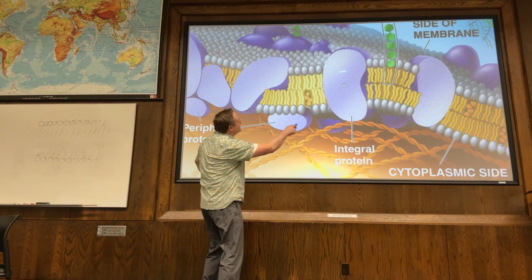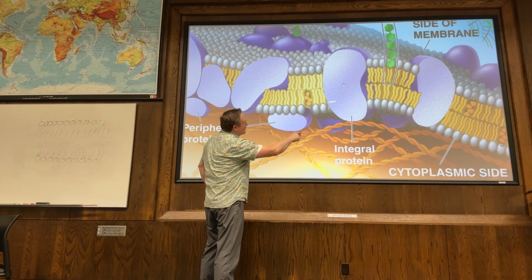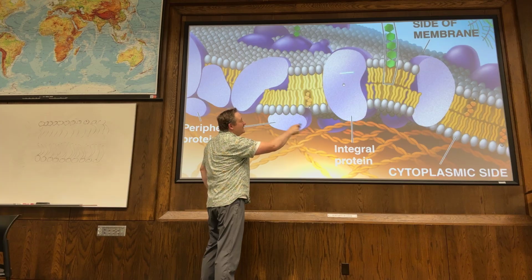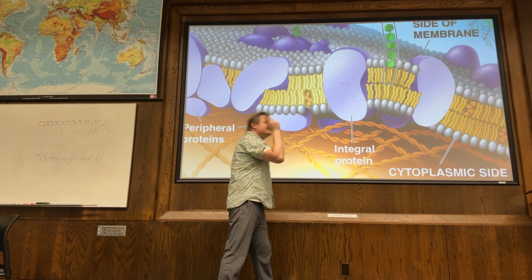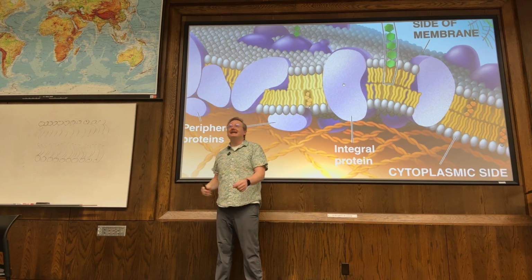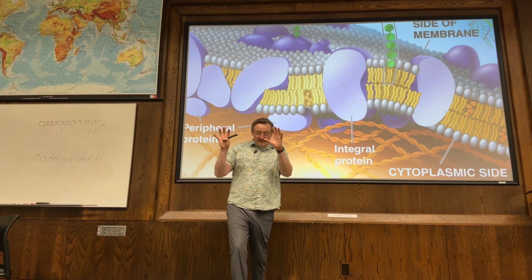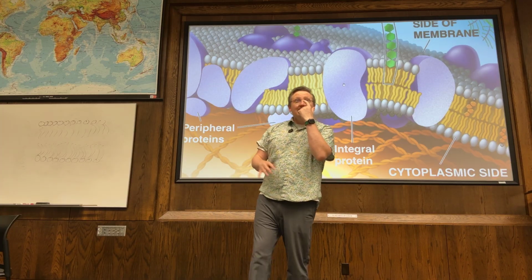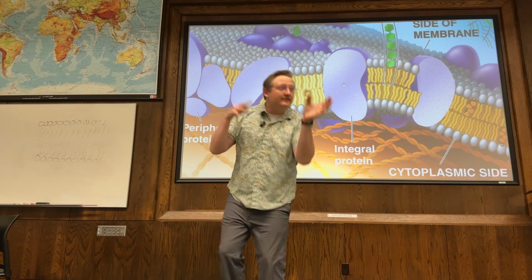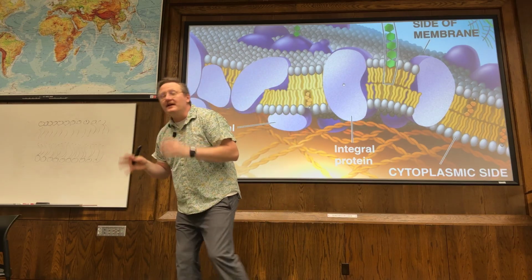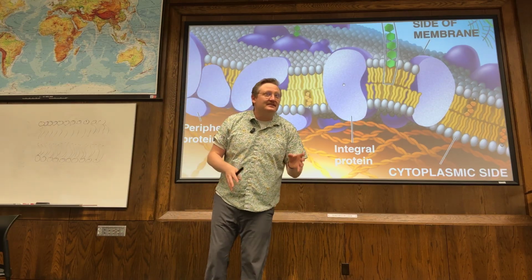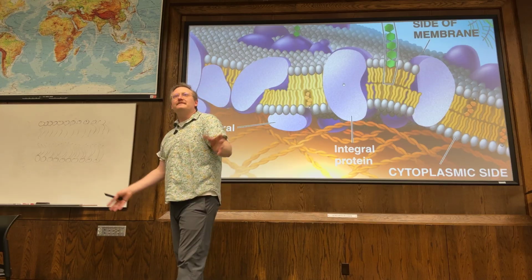that this portion of the integral protein that is embedded in the hydrophobic region must be comprised of mainly hydrophobic amino acids. Because remember that about our polypeptide structure? There's all those side chains. They can be hydrophobic, they can be hydrophilic, they can have a charge, they can be acidic and basic. They can do all sorts of stuff.